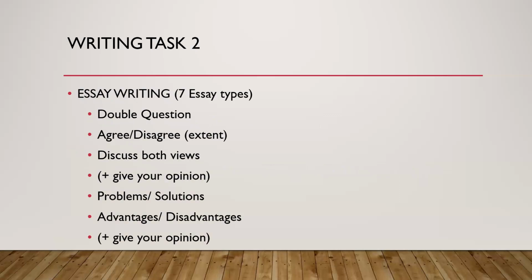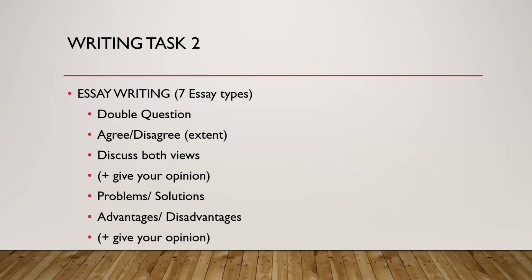So let's move forward towards the writing task 2. It holds more weightage, and you have to write 250 words for this task. So there are 7 essay types that you can get in your IELTS writing task 2. But let me mention here that the most recurring essay type that you may get on your exam day is the opinionated essay.